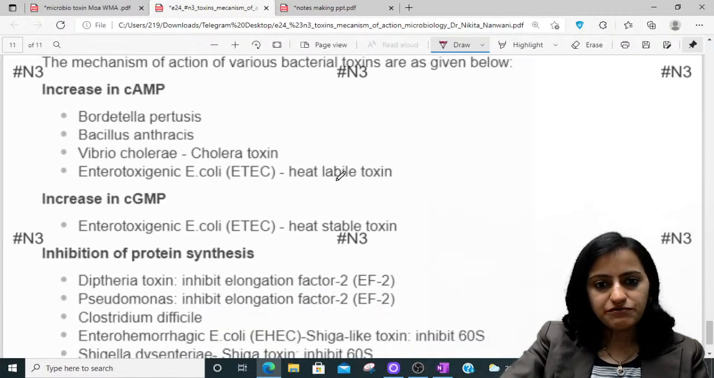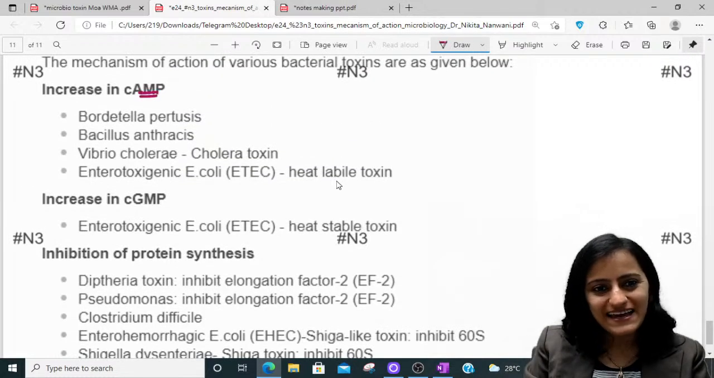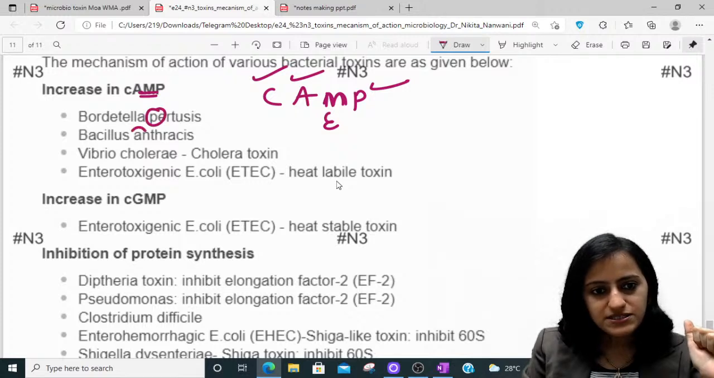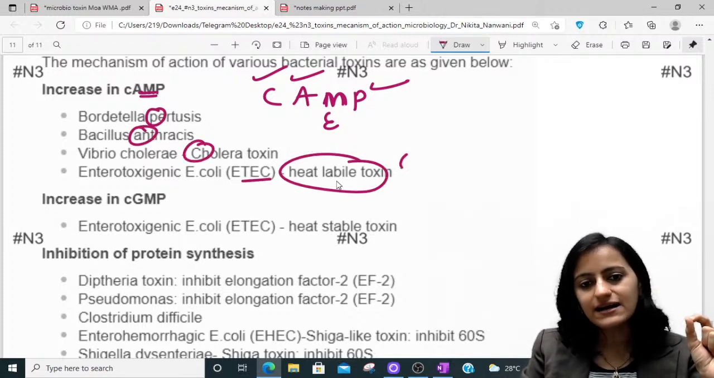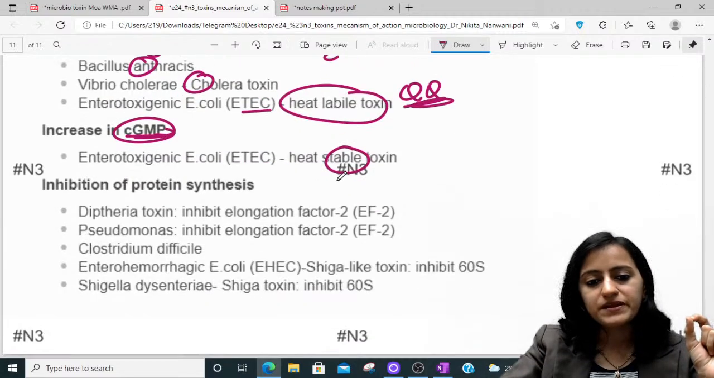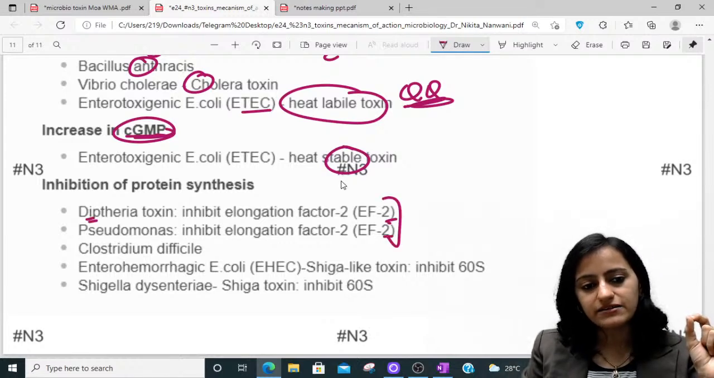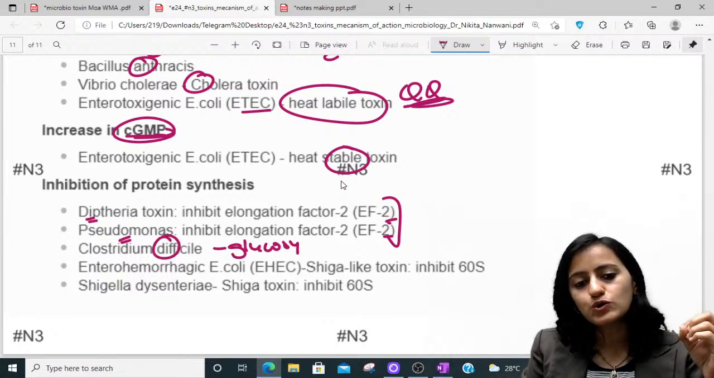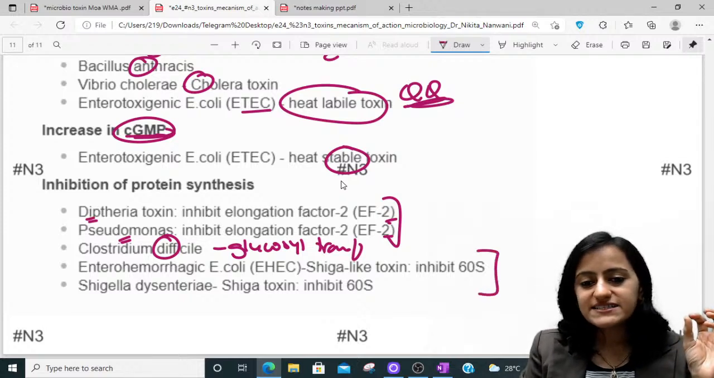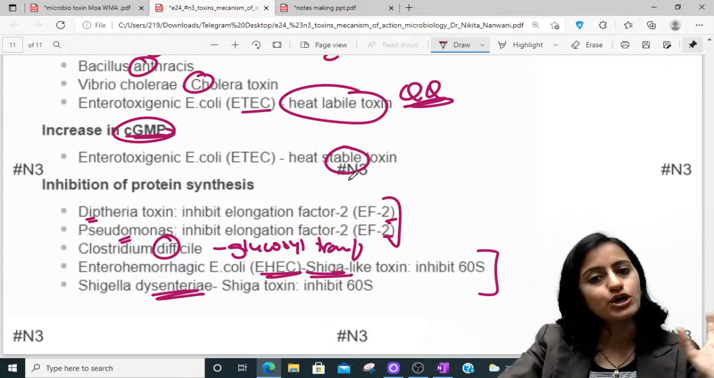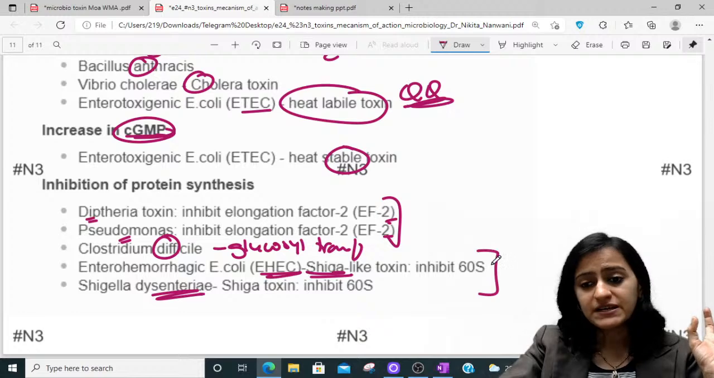Okay. So the final summary, let's recap. Cyclic AMP increasing, we saw cholera, anthrax, this is ETEC, heat labile, and your pertussis. So remember, this is pertussis, anthrax, cholera, and ETEC's heat labile toxin, labile in the air. Cyclic GMP, stable on the ground. Protein synthesis, EF2 is diphtheria and Pseudomonas. You have your difficile also, which is di. Remember, those are your glucosyl transferase. Then you have 60S, Shiga, that is your Shiga-like toxin, EHEC, and Shigella dysentery. These inhibit your 60S, right? These inhibit your 60S. Clear with everyone?